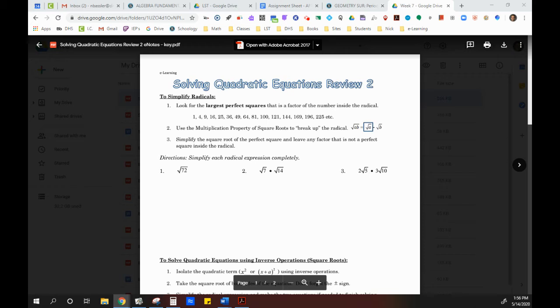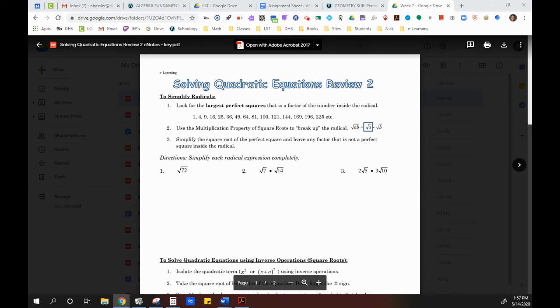In example 5, we have 2x squared is equal to 90. In this case, I need to isolate my x squared because there's a number out in front of it, and it's being multiplied by 2. So to do inverse operations to isolate it, I would have to divide by 2. And when I do it to one side, I have to do it to the other side.